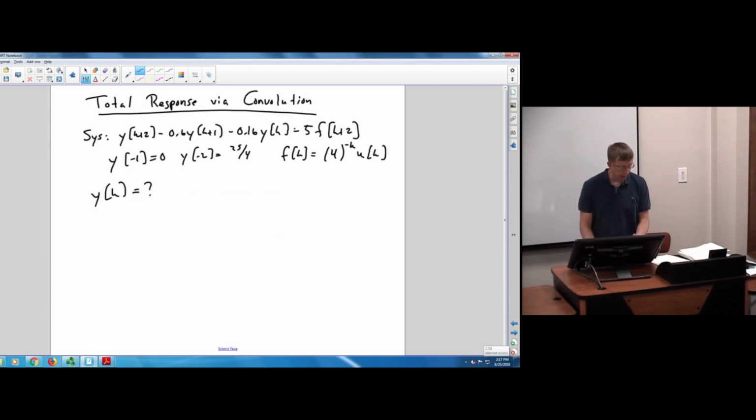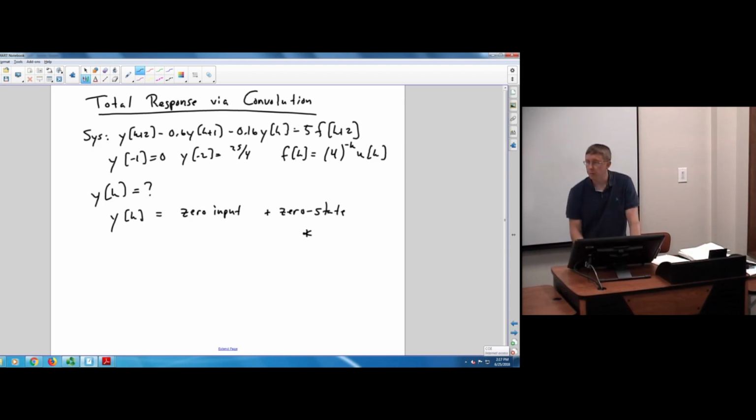We know the total response, the way we're going to work it going forward, is the zero input response plus zero state response. The zero state response we can get by doing convolution, right? That's what we've been talking about all day, how you can get the zero state response. And then this one is the characteristic modes.